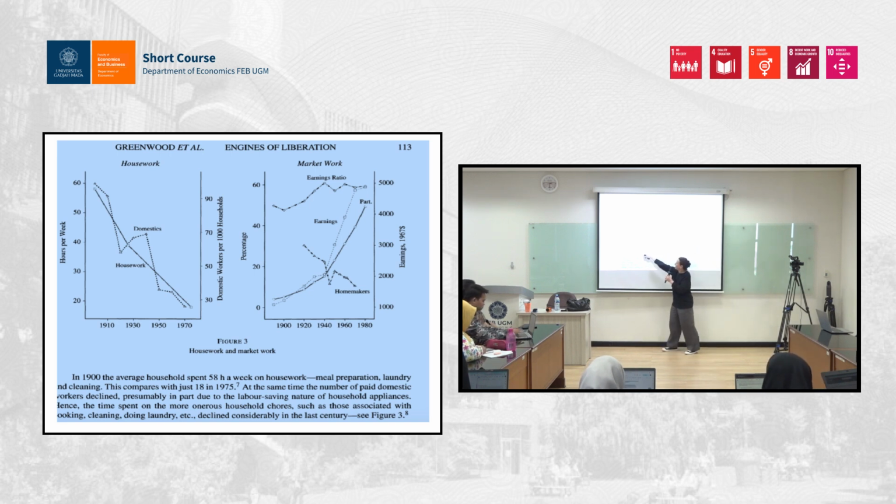Again, they have the data from the beginning of 1900 until 1980, and they're looking at these domestics, so people that have maids, they go down. The hours per week worked by maids go down from 60 to less than 20. And the same for the housework. If people don't have maids, they do most of the household work themselves. The hours dedicated to household work per week go down from 60 to 20. So that liberates time for women to go into the labor market.